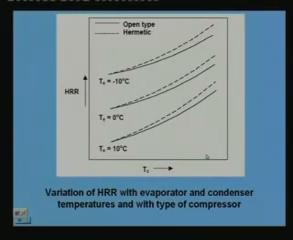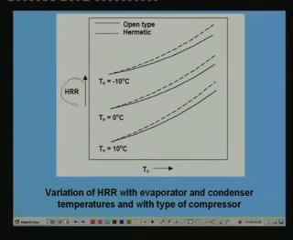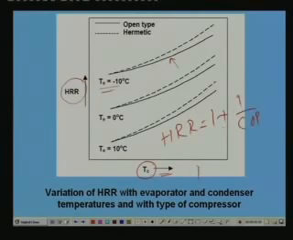Okay, so this is a typical performance curve of a condensing unit. You can see here the heat rejection rate on the y axis and the condenser temperature on the x axis for different evaporator temperatures. For a given evaporator temperature, as the condenser temperature increases, the heat rejection ratio increases, because we know that heat rejection ratio is equal to 1 plus 1 by COP. So as Tc increases, COP reduces, therefore heat rejection ratio increases as shown here.